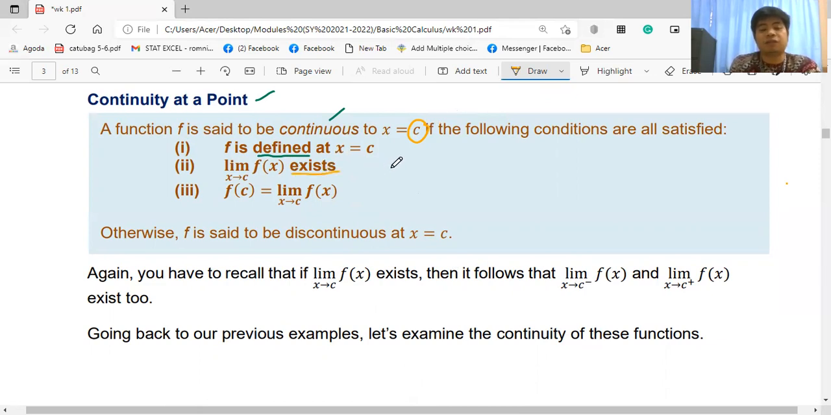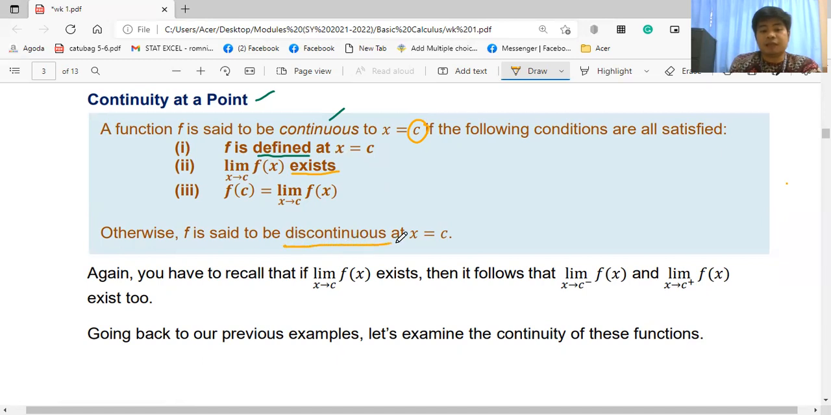On the third condition, f of c, the first condition, should be equal to the second condition, the limit. So if the limit does not exist, then you have already violated the conditions.